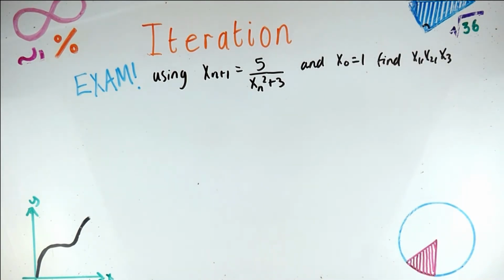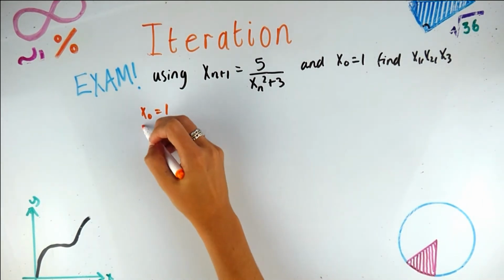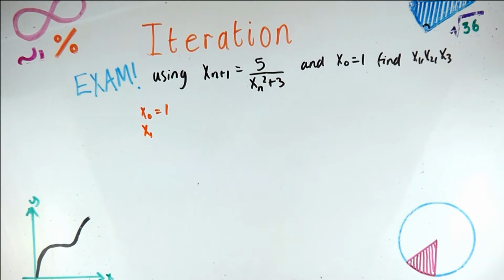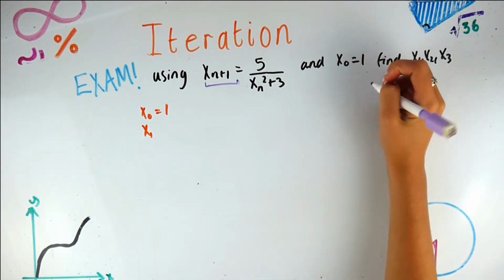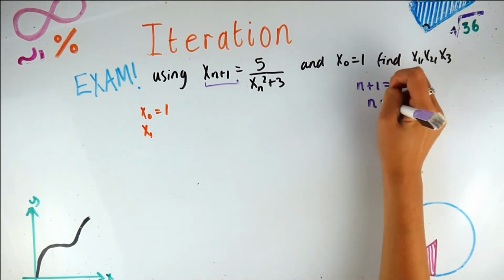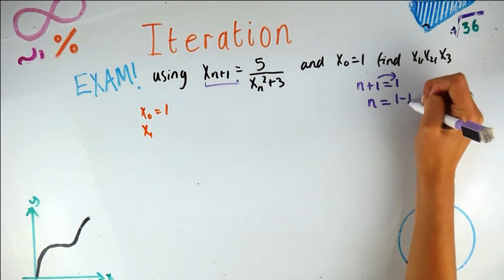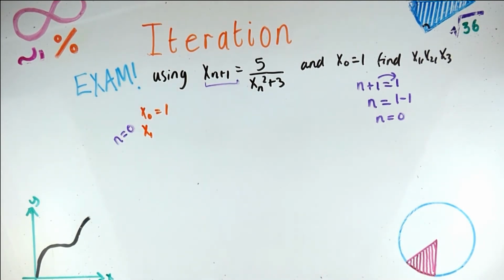Okay, so this is our next question. Using x subscript n plus 1 equals 5 over x_n squared plus 3 and x0 equals 1, find x1, x2, x3. So we know that x0 equals 1 and we're looking for x1. To get x1, we want this little subscript n plus 1 to equal 1. So we're going to have n plus 1 equal to 1. If we rearrange for n, you take the 1 over that side, so 1 subtract 1, so that is 0. So for the x1 case, n is equal to 0.